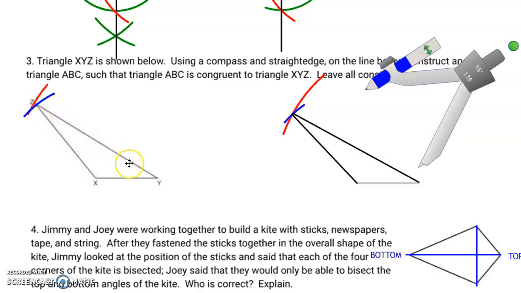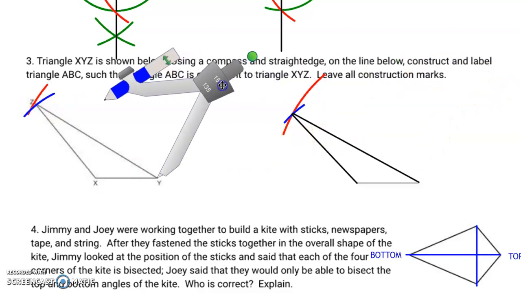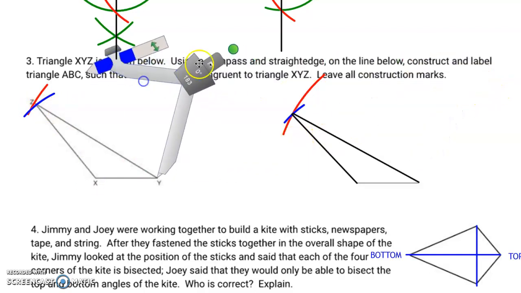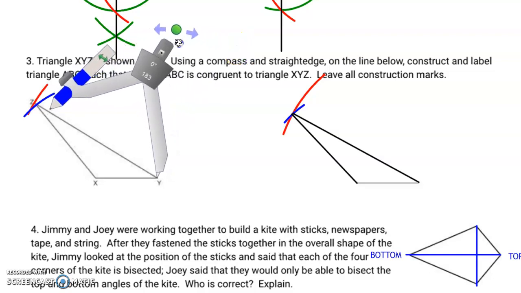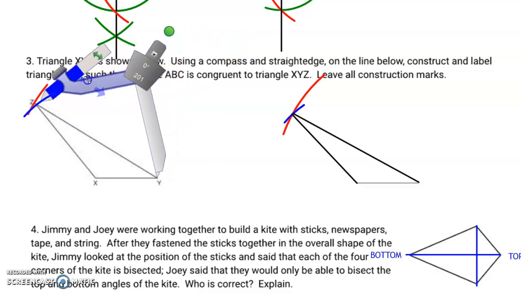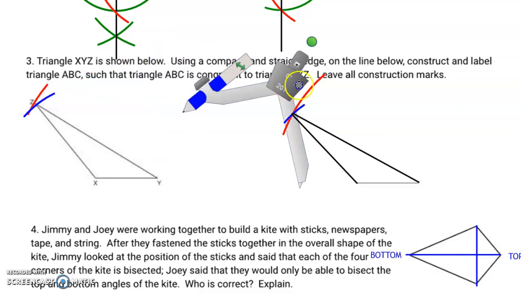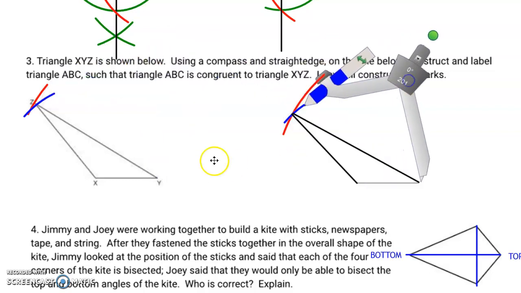Copy the length of ZY and put that arc here. Copy the length of XZ and put that arc here. They only intersect at one point, so this triangle and this triangle must be the same. Again, I took the compass and made it equal length to ZY, like this, and then I copied that length exactly over here. No big deal.